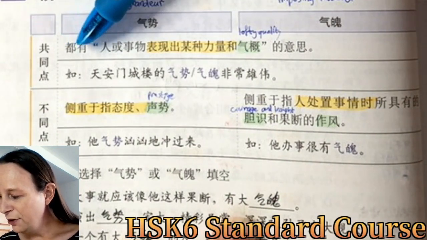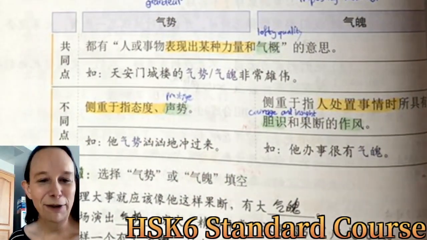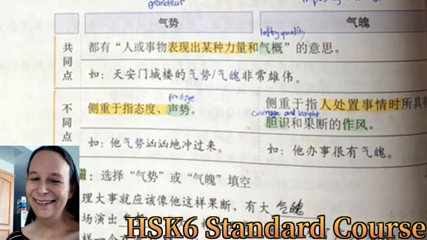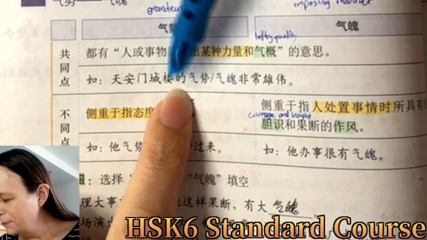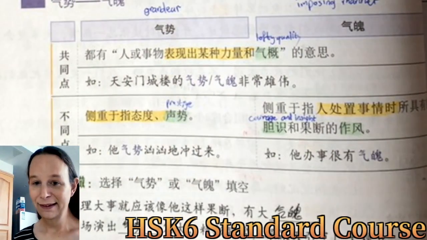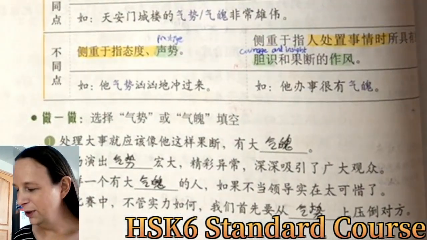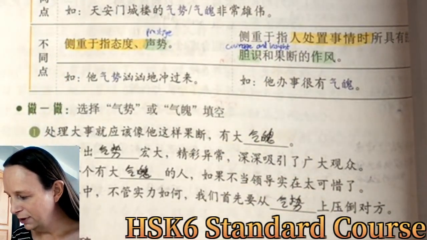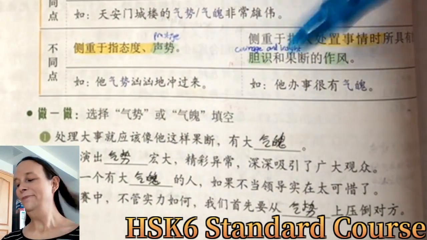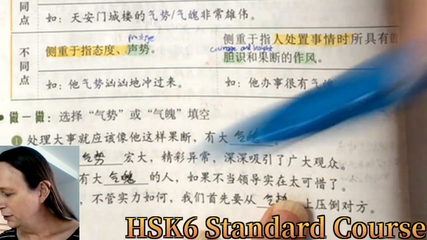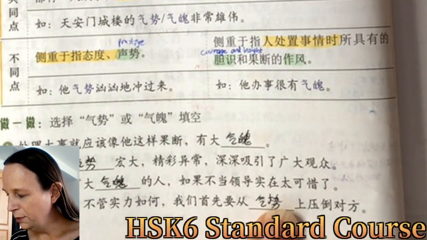Okay, 气势, 气魄. 都有人或事物表现出某种力量和气概. Yeah, some power or lofty quality. We don't have this concept in English. 都有这种意思. OK, 如天安门城楼的气势气魄非常雄伟. All right. You could also just say 这个很雄伟, right? 不同点侧重于指态度 声势 prestige. Again. All right. So, and this one 侧重于指人处置事情时所具有的胆识和果断的作风.